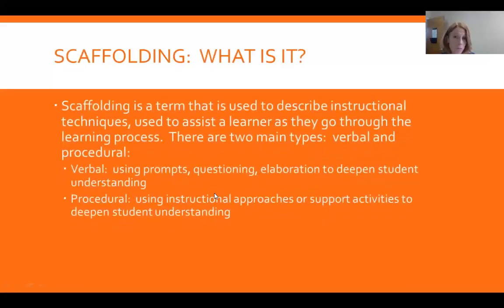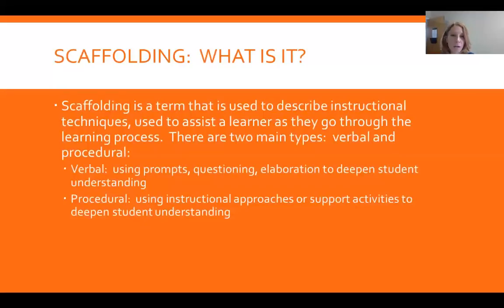For the purpose of this assignment, we're going to define scaffolding as this. It's used to describe instructional techniques that are used to assist learners as they go through the learning process. Today we're going to talk about both verbal and procedural scaffolding. When I talk about verbal scaffolding, I'm talking about how the teacher is using prompts, questioning cues, or elaboration techniques to help the students deepen their understanding.